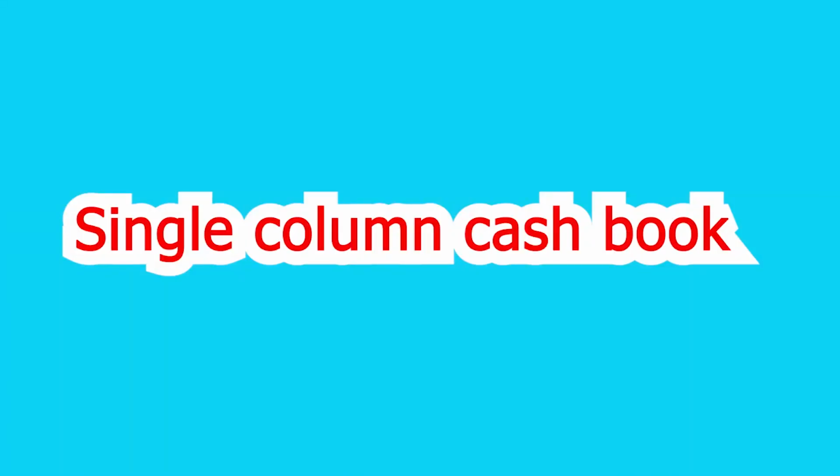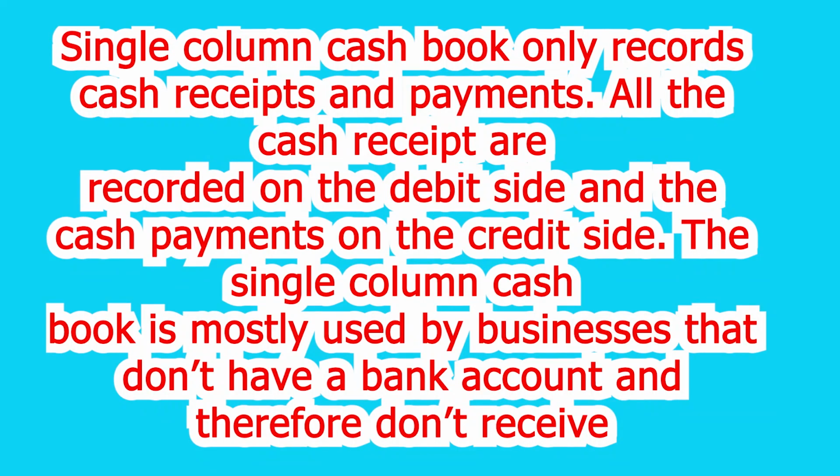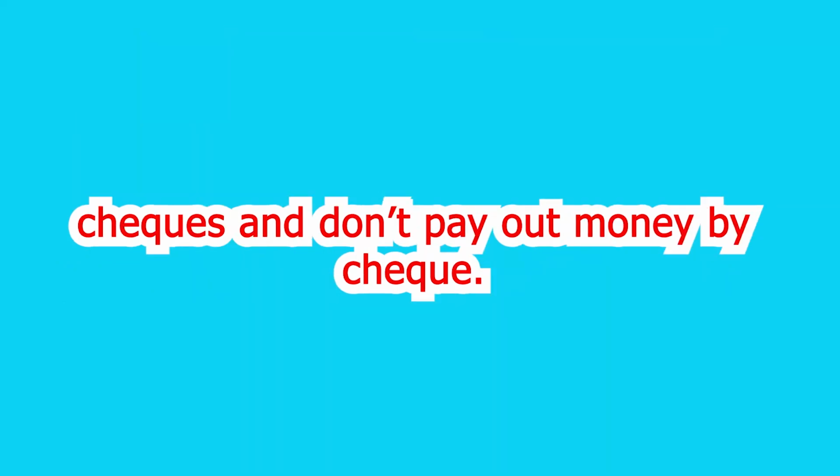Let's look at the single column cash book. The single column cash book only records cash receipts and payments. All the cash receipts are recorded on the debit side and the cash payments on the credit side. The single column cash book is mostly used by businesses that don't have a bank account and therefore don't receive cheques and don't pay out money by cheque.